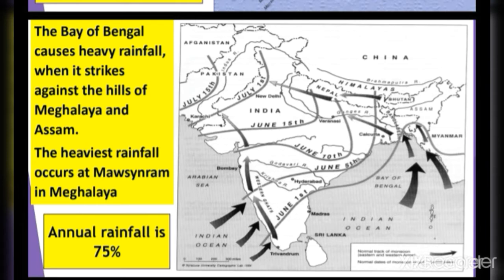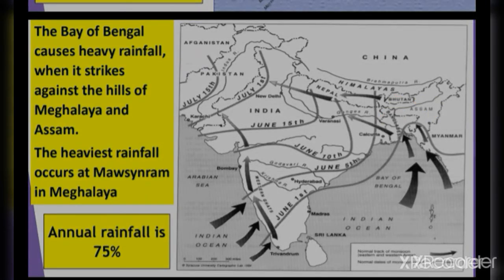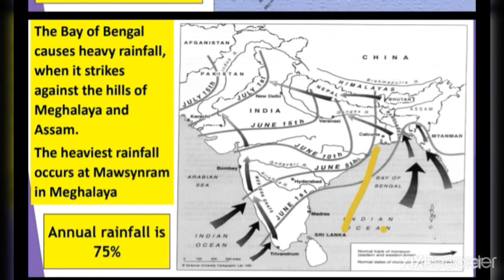The Bay of Bengal branch causes heavy rainfall when it strikes against the hills of Meghalaya and Assam. The heaviest rainfall occurs at Mawsynram in Meghalaya.